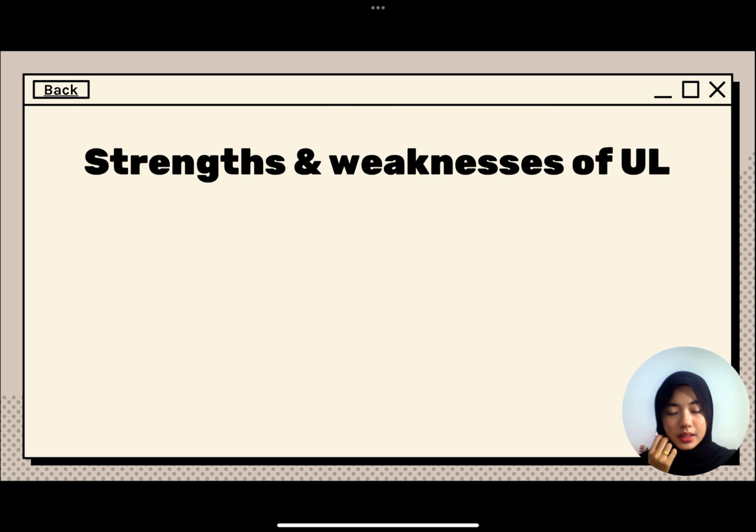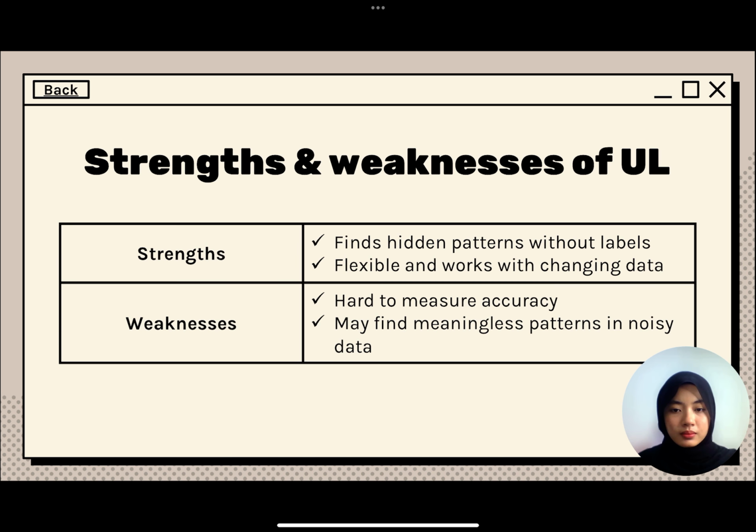Like any method, unsupervised learning has strengths and weaknesses. The strengths are it can find hidden patterns without the need for labels, and it is flexible because it can work well with data that keeps changing. But the weaknesses are it is hard to measure accuracy since there is no label to compare with, and sometimes the system may find meaningless or random patterns, especially if the data is noisy.